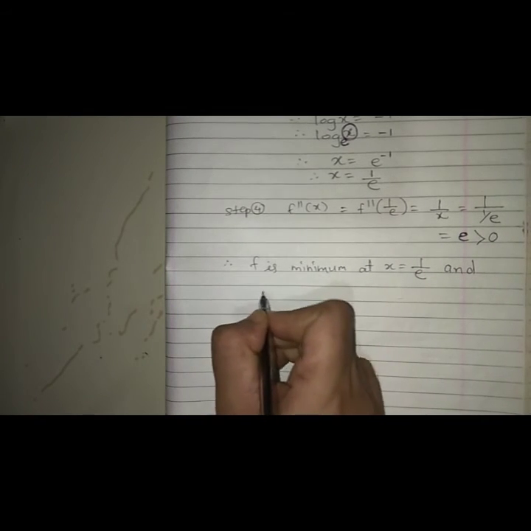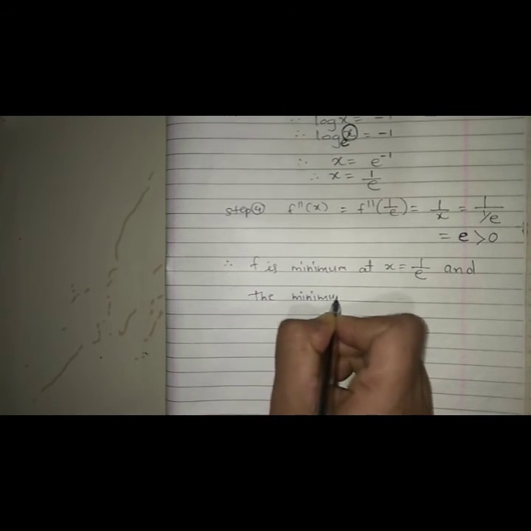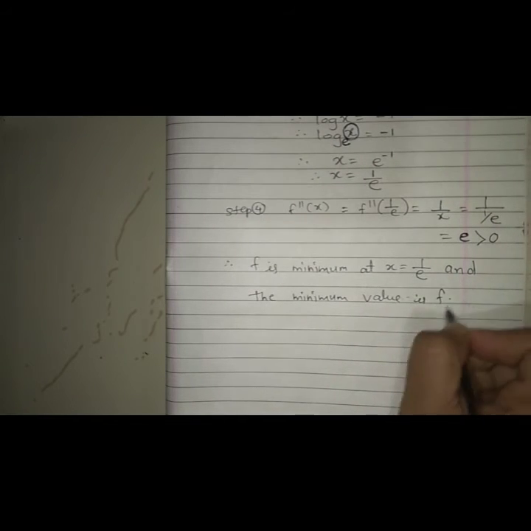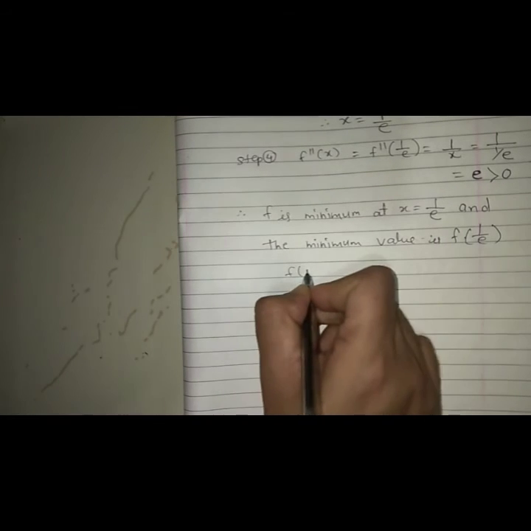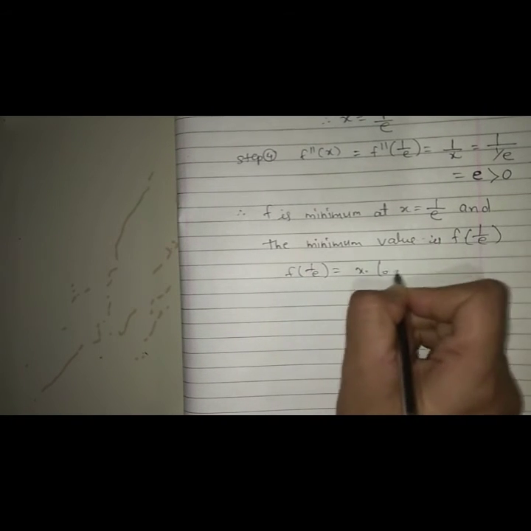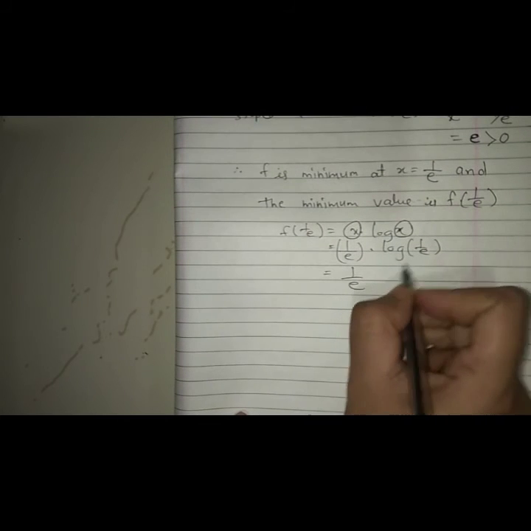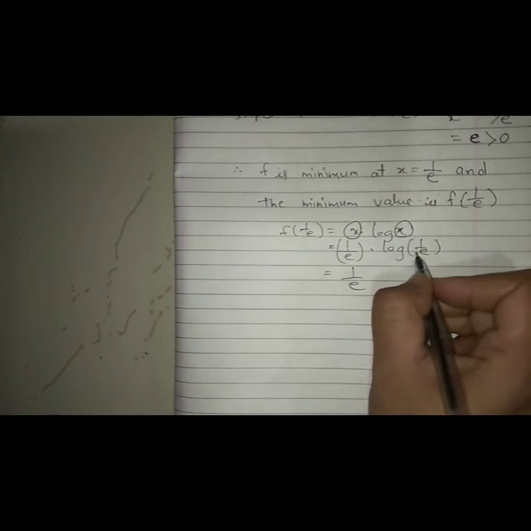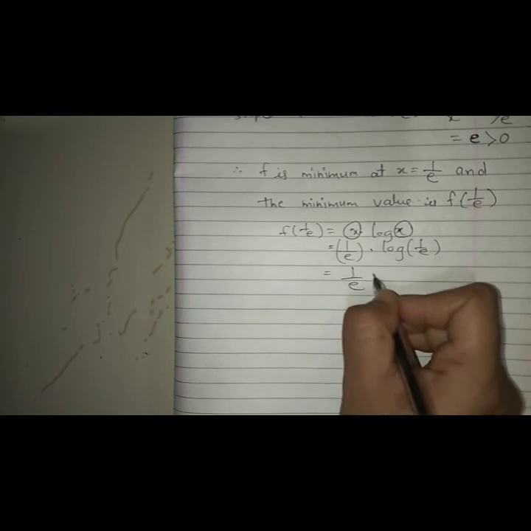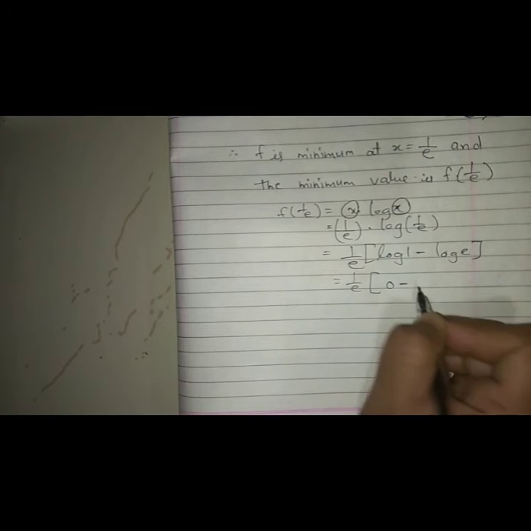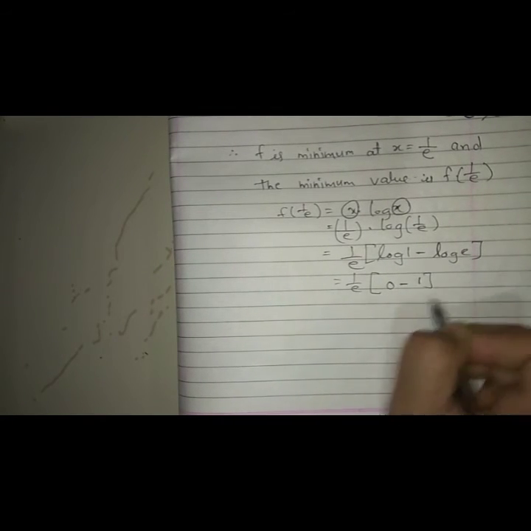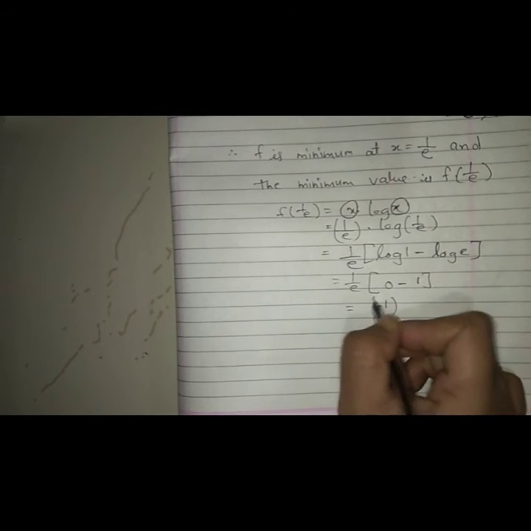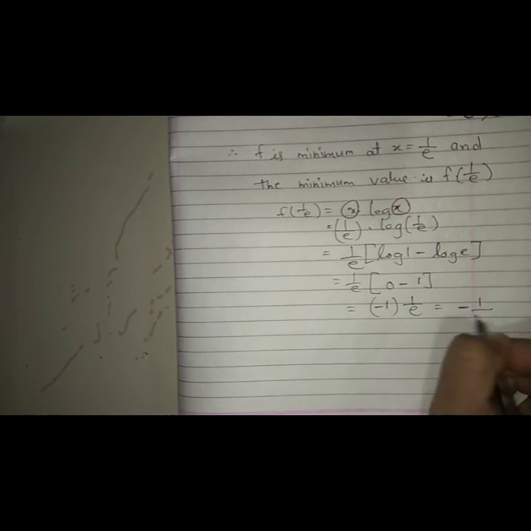And the minimum value we have to find out is f of 1 upon e. The function is x into log of x, correct? So instead of x, we write 1 upon e: 1 upon e into log of 1 upon e. Now 1 upon e we keep as it is, and there is one rule in logarithms: log of m upon n is equal to log of m minus log of n. So log of 1 minus log of e. We know that the value of log of 1 is 0, minus the value of log of e, which is always 1. So the answer we get is minus 1 into 1 upon e, that is minus 1 upon e.